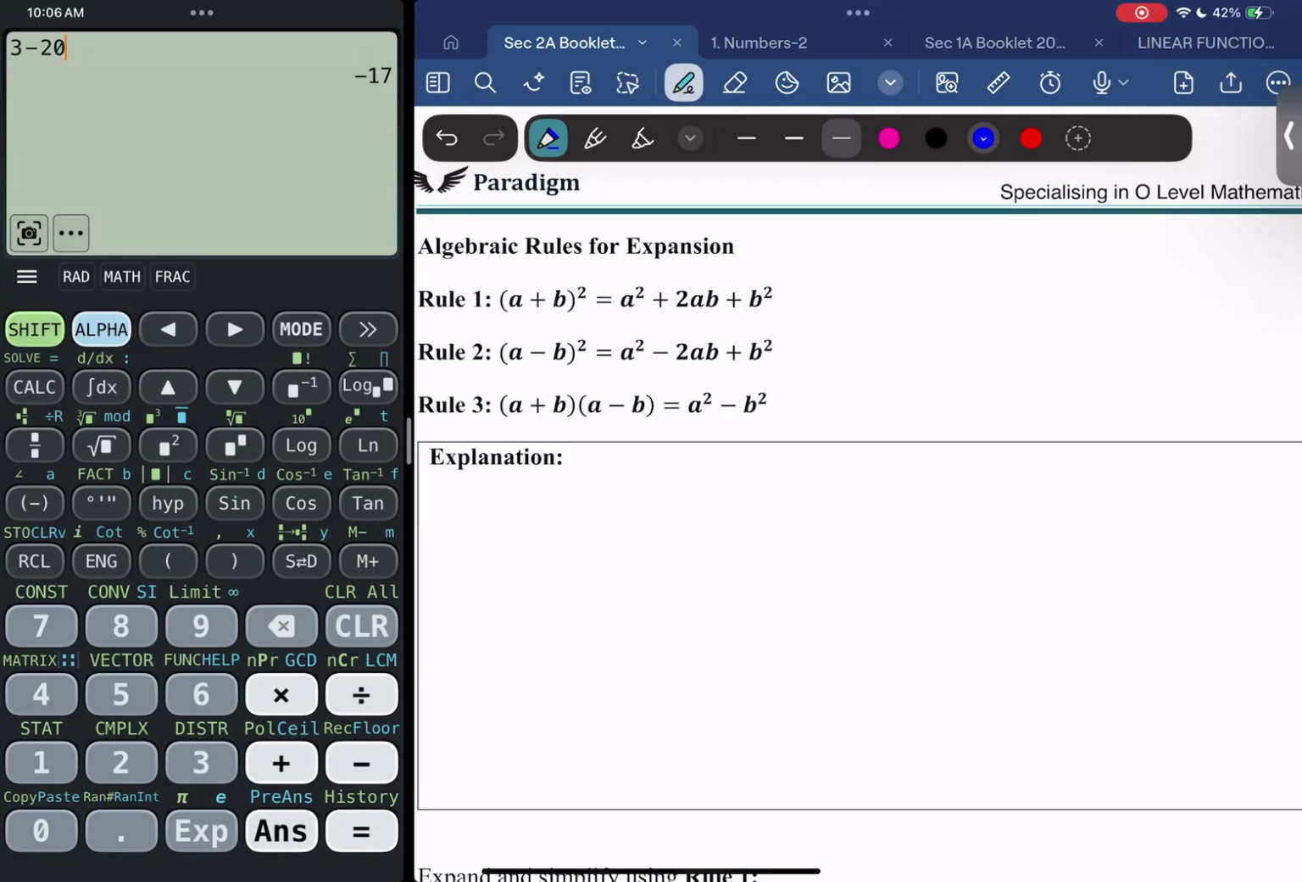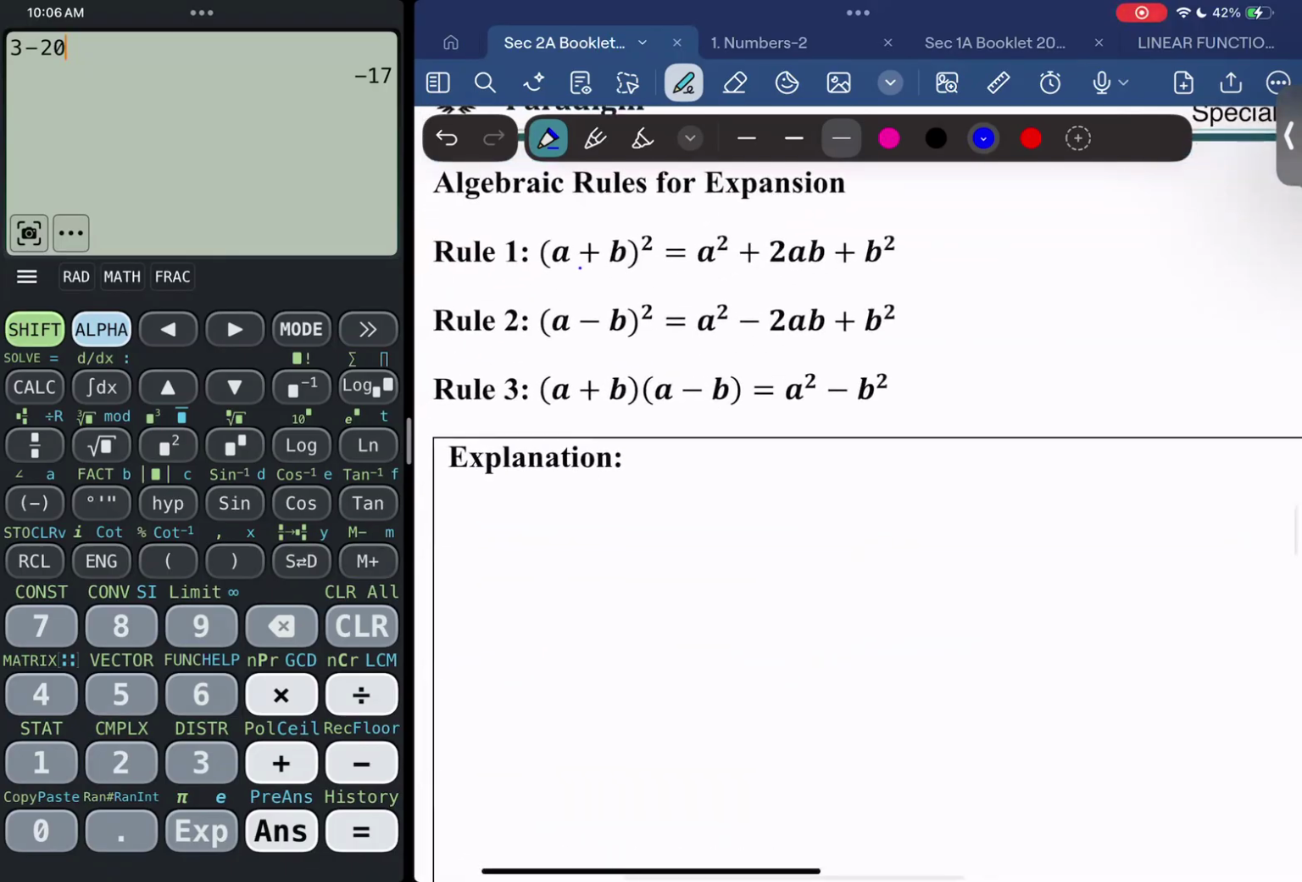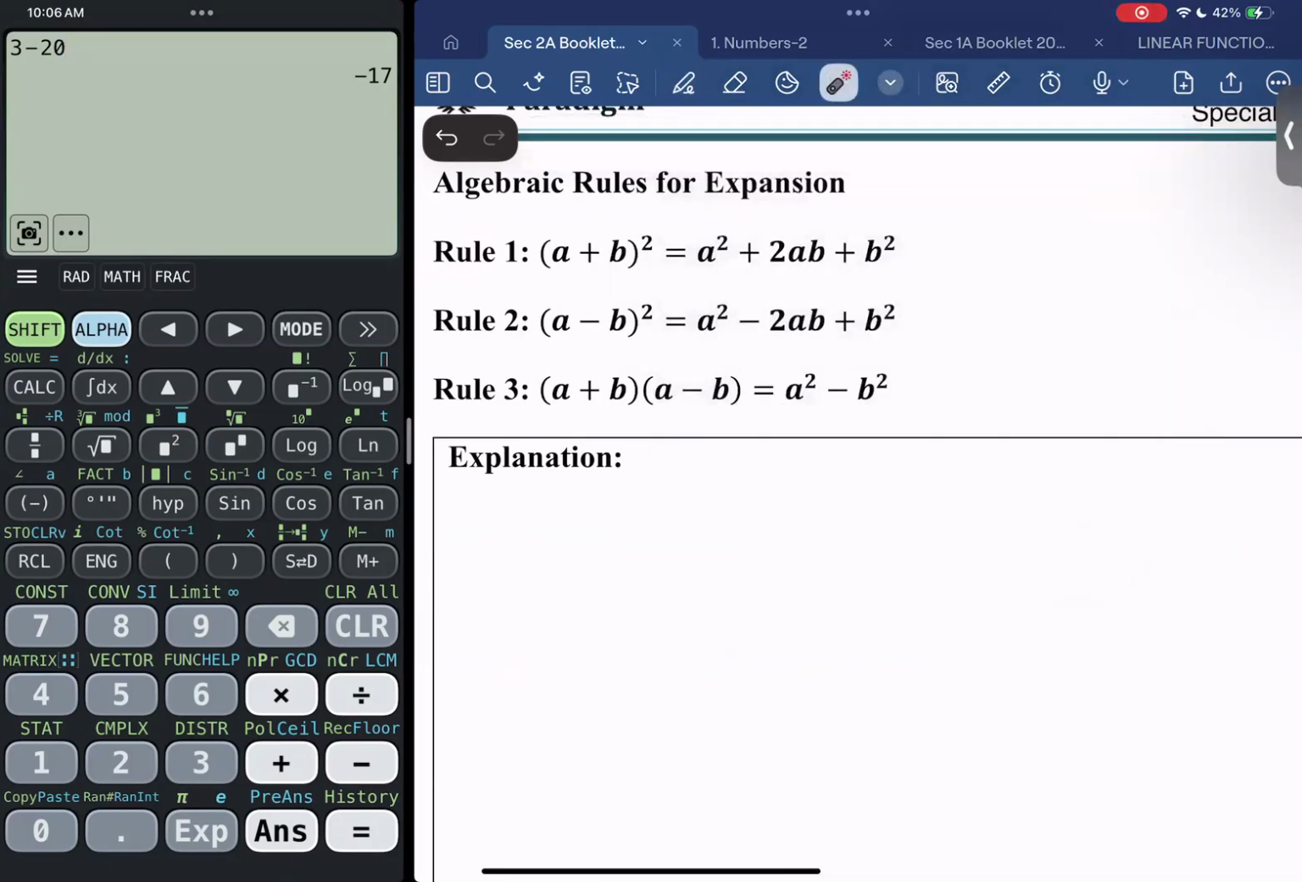So in Sec 1, it was really a simple rainbow method and simplify. But in Sec 2, we have 3 algebraic rules to follow, and these 3 algebraic rules we have to memorize. So what are they? We have (A plus B) square equals A square plus 2AB plus B square. (A minus B) square is A square minus 2AB plus B square. (A plus B) times (A minus B) equals A square minus B square.